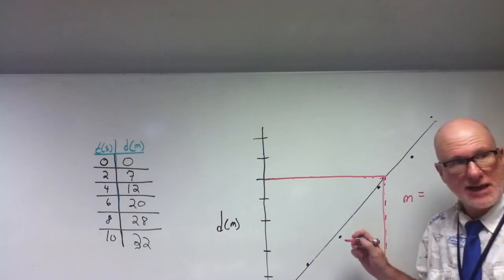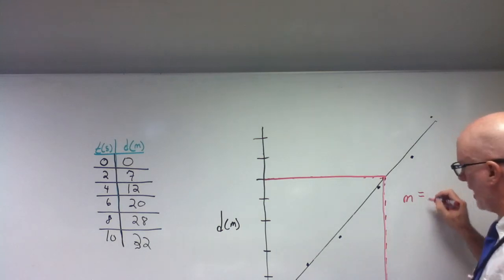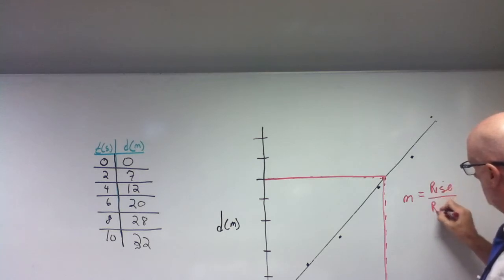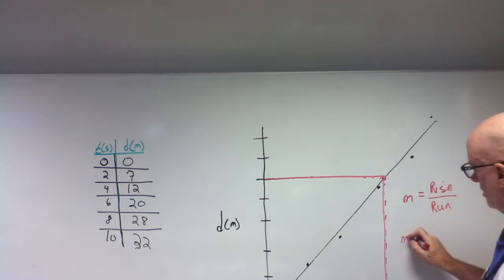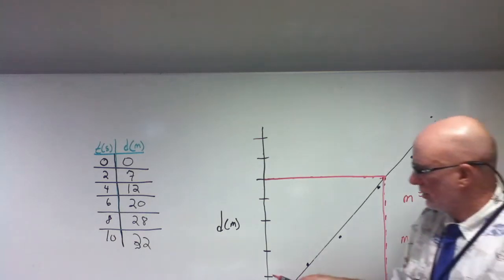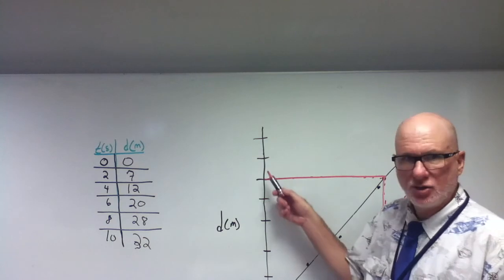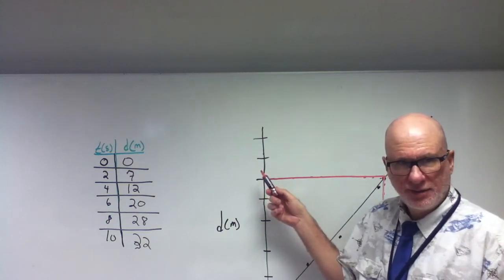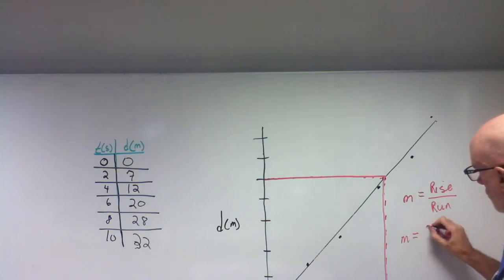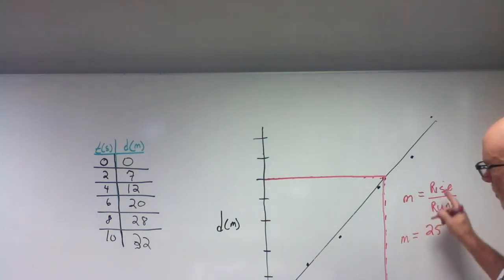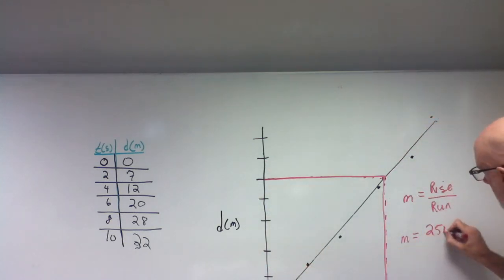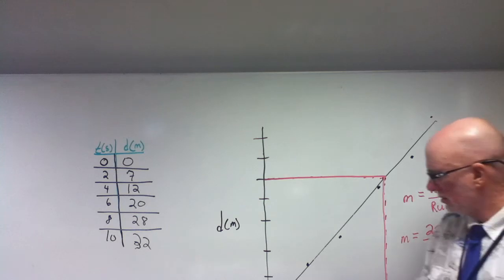Am I on the camera? Okay. So you say the rise over the run. It goes from 0 to 5, 10, 15, 20, 25, correct? So the rise is 25 meters, over the run.